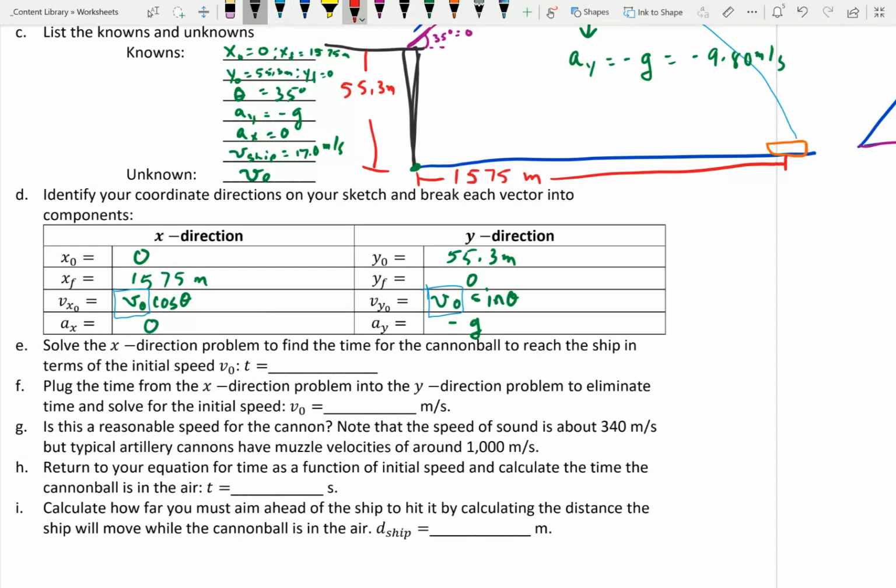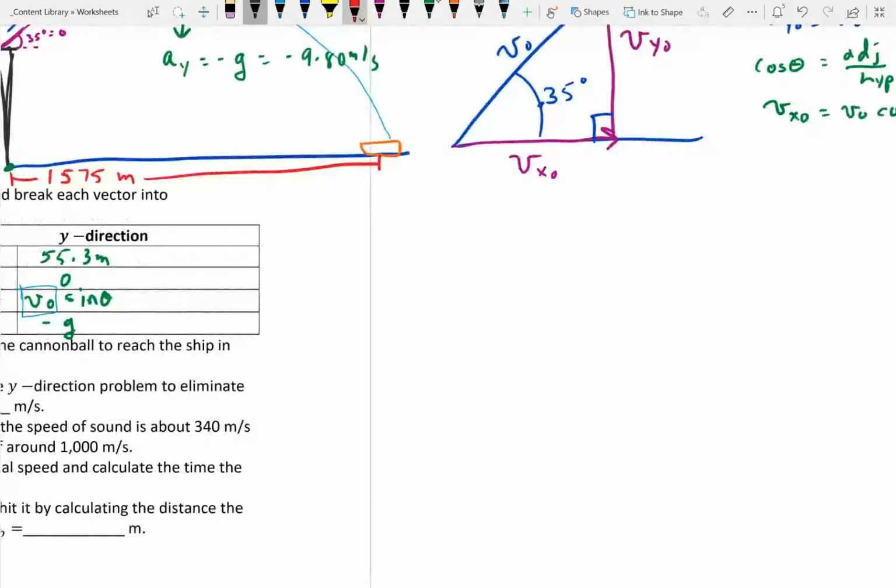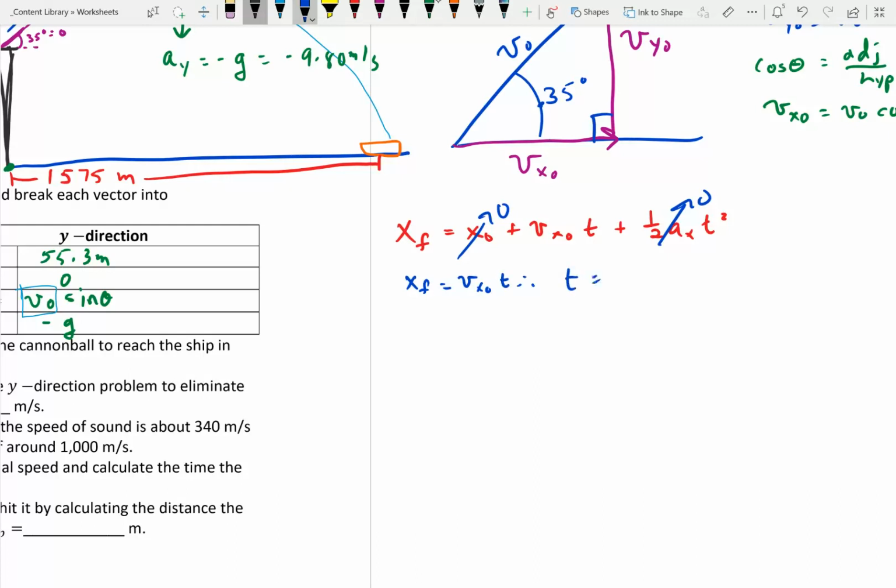So doing my x equation, because I have all the variables, I'm going to use the kinematic equation with all the variables. So there's my kinematic equation. Remember, I always put in my zeros right at the beginning. Why? Because it's a lot less to write. And so now I have x final is equal to Vx0 t. Therefore, divide both sides by Vx0, and I have t is x final over Vx0.